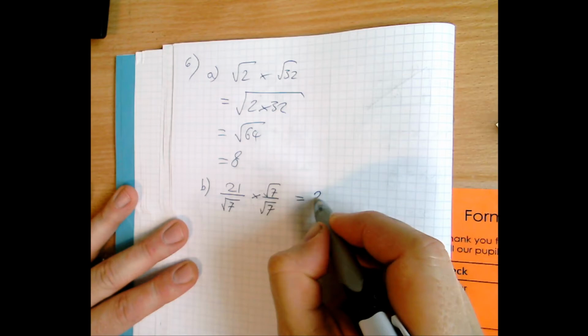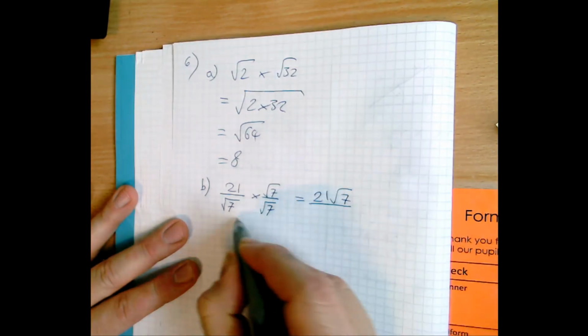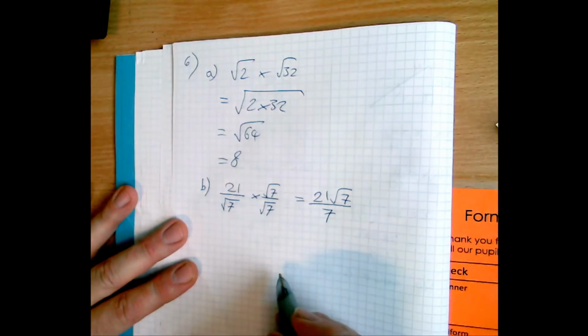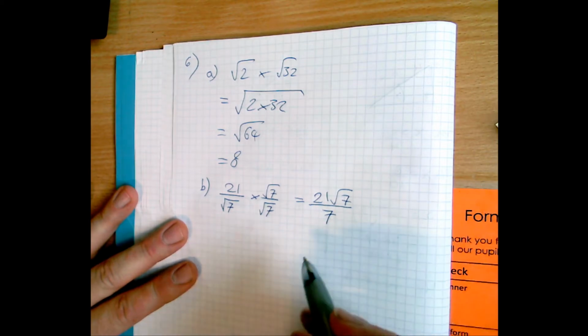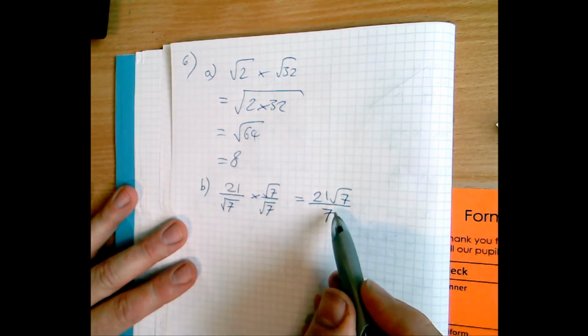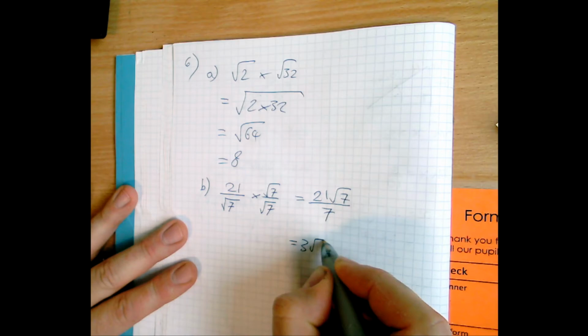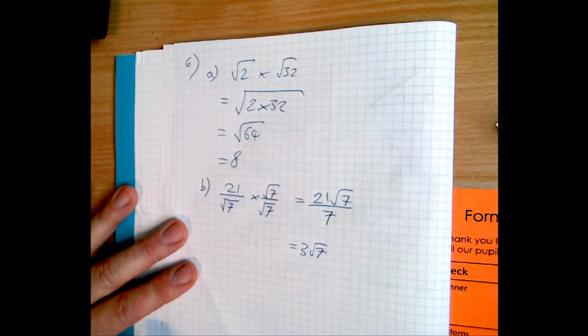On top then, 21 root 7. On the bottom, 7. So I've rationalised it, then it asks me to simplify. Well, 21 lots of something divided by 7 is 3 root 7. I'm not going to put 3 root 7 over 1 because I don't need to.